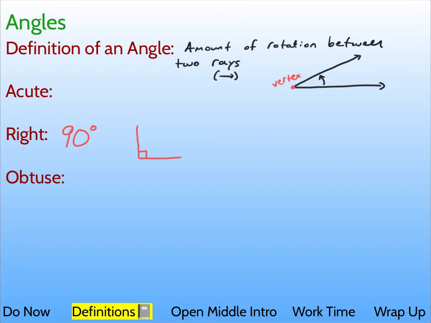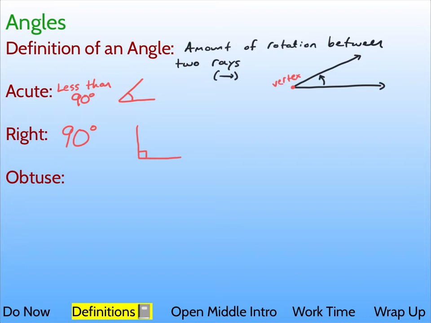Now, acute angles, they're not cute. There is actually a mathematical definition. I mean, you might think they're cute, but the important thing is they're less than 90 degrees, so between 0 and 90. So like this right here, that's an acute angle.